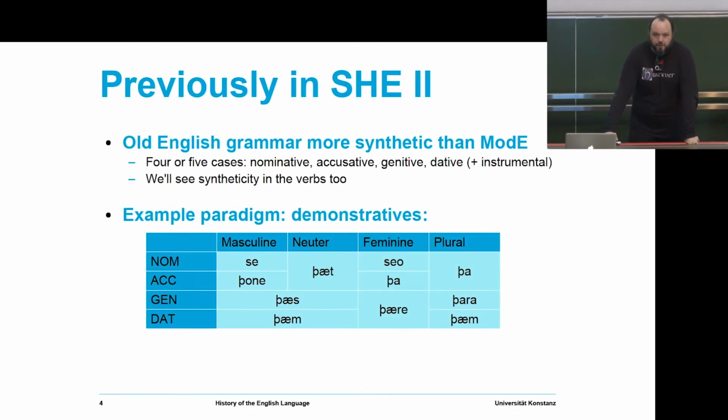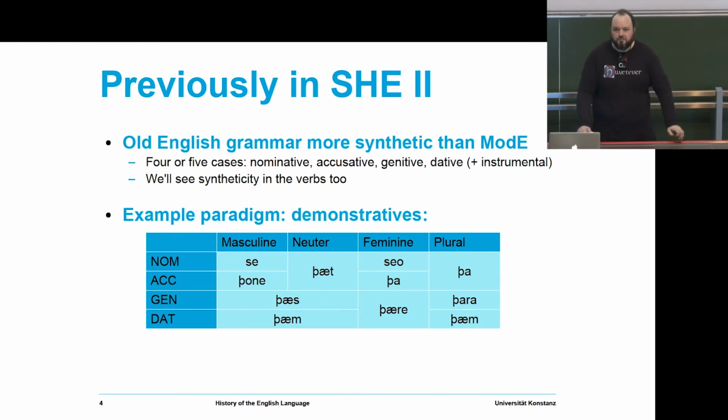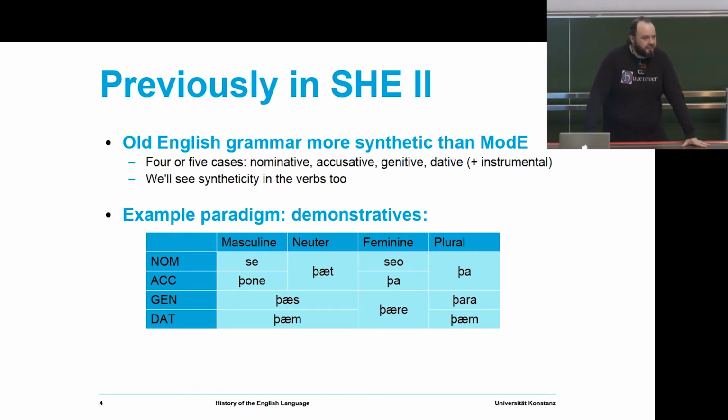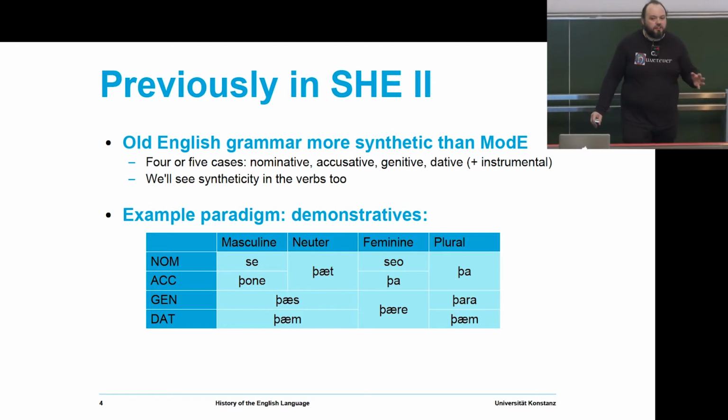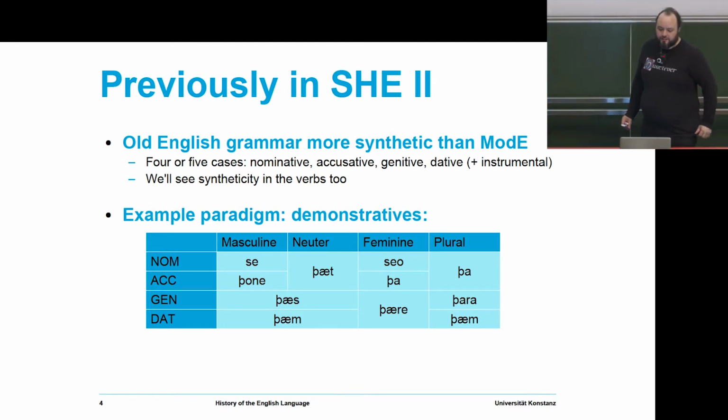Okay, so here's a reminder of where we got up to last time round. We talked about Old English being a more synthetic language than modern English. We can generalize and say that Old English is a synthetic language and modern English is an analytic language, though Old English is not perfectly synthetic, nor is modern English perfectly analytic.